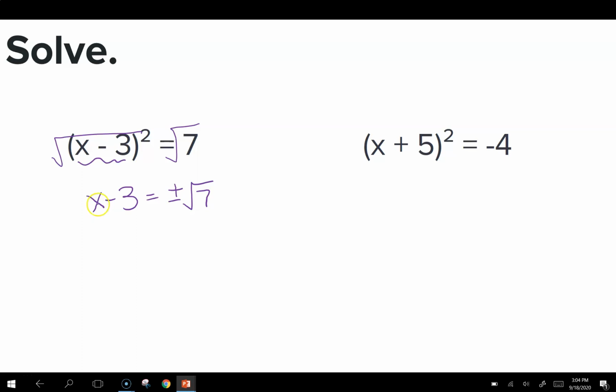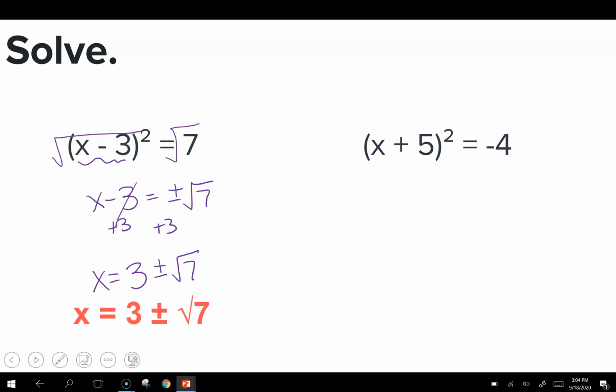From here, x is not by itself. We're going to add the 3 over. When you do that, remember our constants always go in front of our radicals. So we are going to get x is equal, my constant is 3. Remember, we have positive and negative square root of 7. So you would do 3 plus square root 7, and then you would do 3 minus square root 7. That shows that you have two answers: 3 plus square root 7 and 3 minus square root 7.